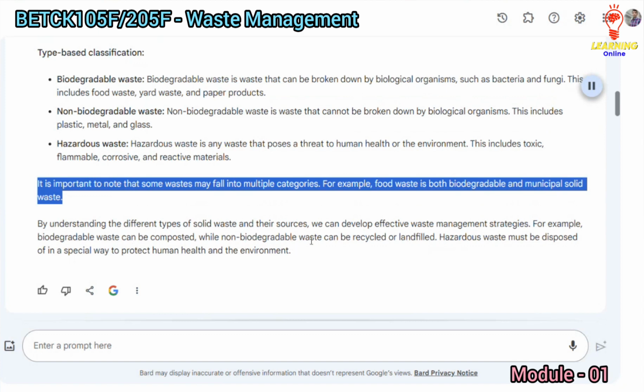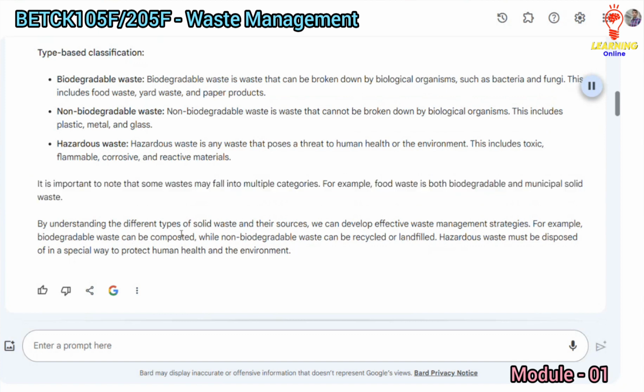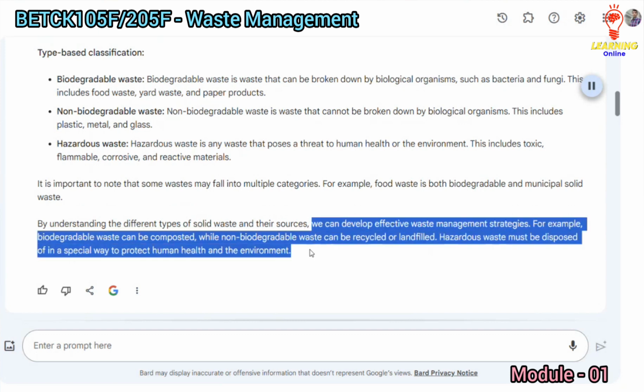By understanding the different types of solid waste and their sources, we can develop effective waste management strategies. For example, biodegradable waste can be composted, while non-biodegradable waste can be recycled or landfilled. Hazardous waste must be disposed of in a special way to protect human health and the environment.